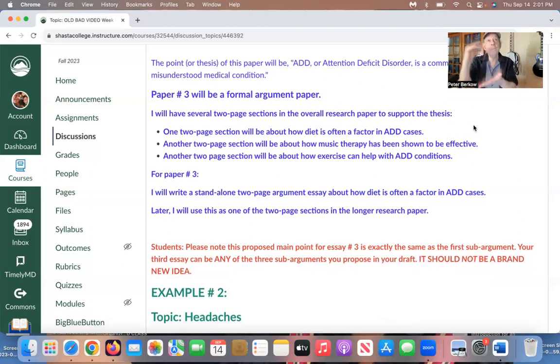We're going to write 2 pages to show that just by changing the diet, you can help your child, okay? Another 2 page chapter to support your idea we don't need prescription drugs is music therapy can be used, okay? Music therapy has been shown to be effective in dealing with ADD cases. And another 2 page section for that longer research paper will be that exercise can help with ADD.